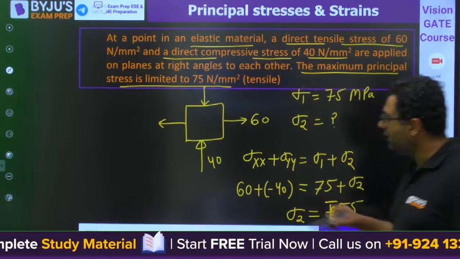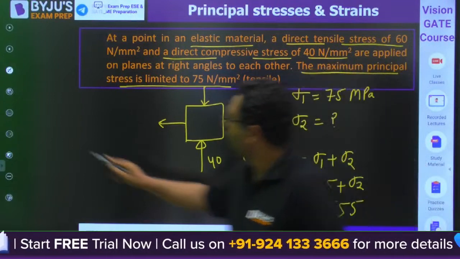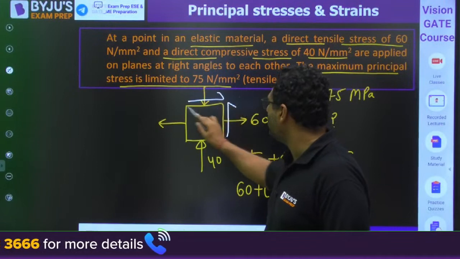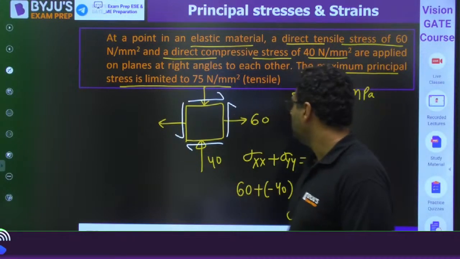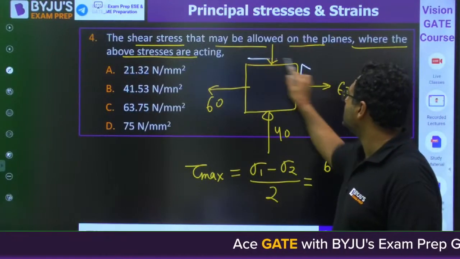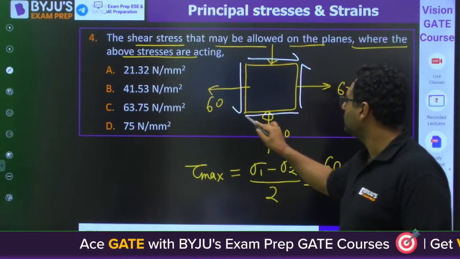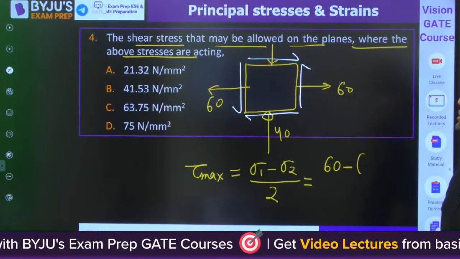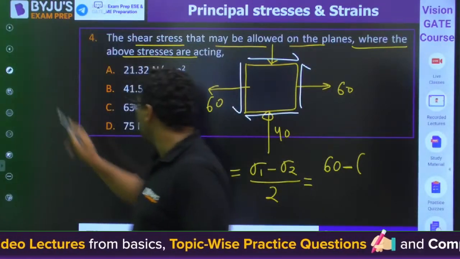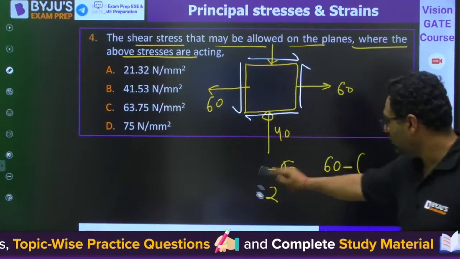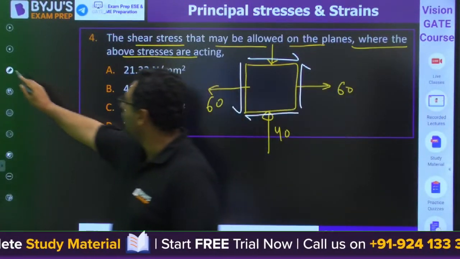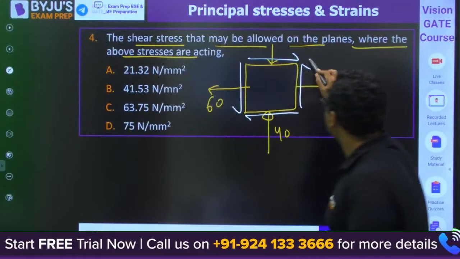Okay, dear, for this case, you need to see it like this. Here some shear will also be there, which is not given to us. So they are saying the shear stress that may be allowed on the planes. So we need not find out the tau max. We need to find out the shear stress on the planes. This tau xy is what you need to find out.